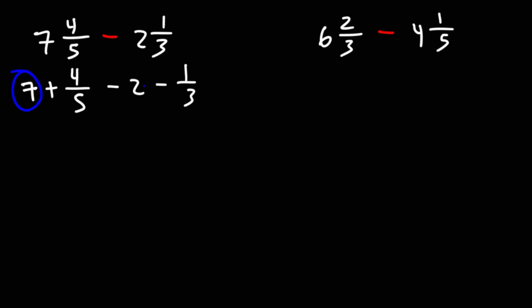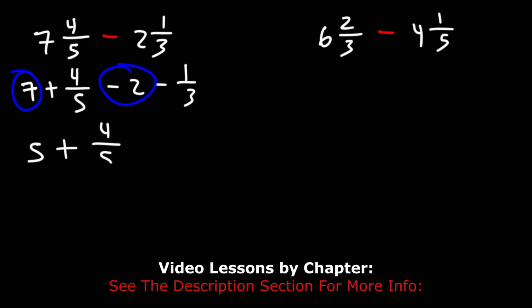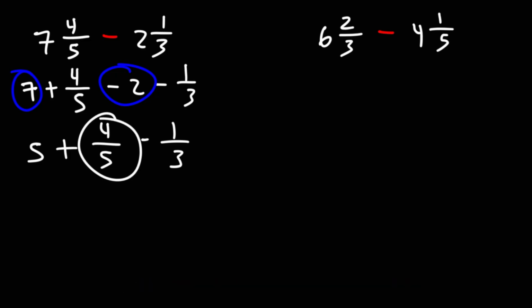So now let's combine the two whole numbers. 7 minus 2 is 5. So what we have left over is 4 over 5 minus 1 over 3. In order to subtract these two fractions, we need to get common denominators. So I'm going to multiply the first fraction using the denominator of the second one.